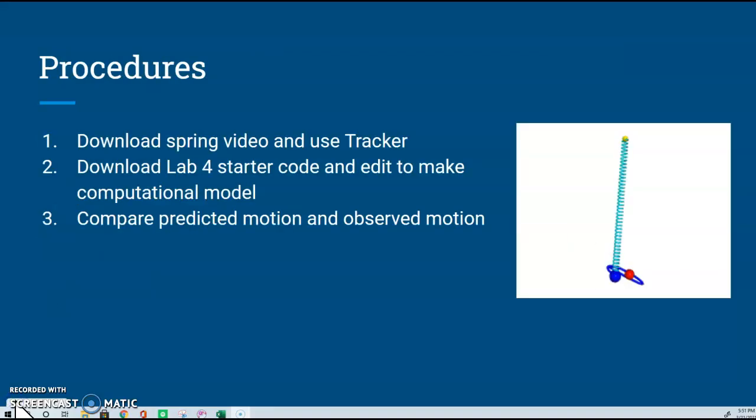My procedures for this lab were to download the video of the oscillating motion of the mass on a spring, analyze it using Tracker, then download the Lab 4 starter code, and then create a computational model by inputting correct formulas into the code. I then used this to compare the predicted and observed data.